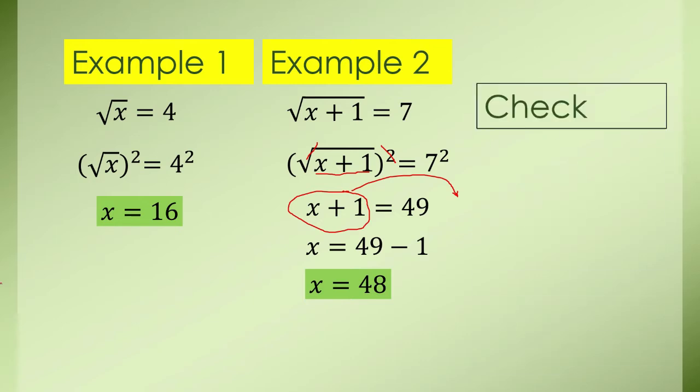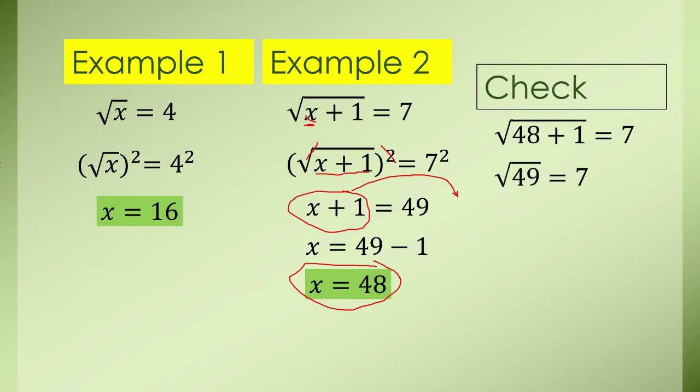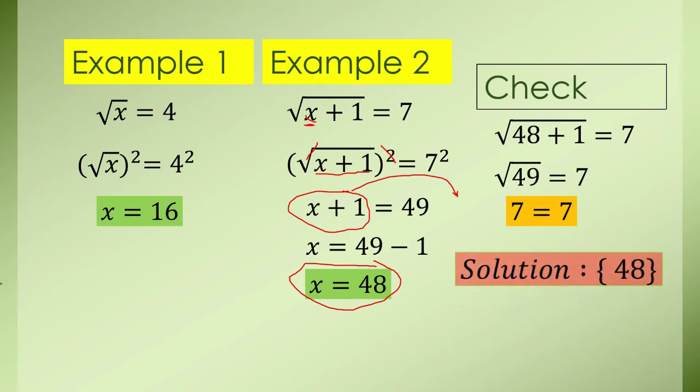Now, checking, I have to check the solution 48. Is 48 a correct solution? You substitute 48 for the value of x. You plug in here, you substitute x by the possible answer. 48 plus 1 is 49, and the square root of 49 is 7. Because 7 is equal to 7, I conclude that 48 is the solution.